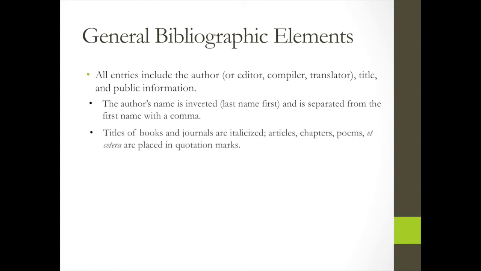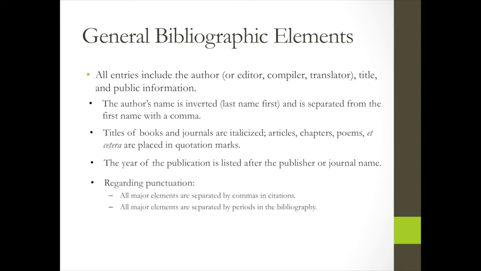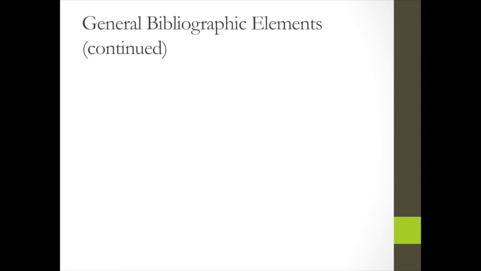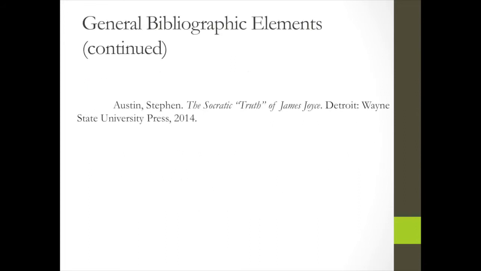Titles of books and journals are italicized. Articles, chapters and chapter titles, poems, etc. are placed in quotation marks. The year of the publication is listed after the publisher or the journal name. And regarding punctuation, for in-text citations, all major elements are separated by commas, whereas in the bibliography, all major elements are separated by periods. And so we'll take a look at an example of a bibliographic entry.